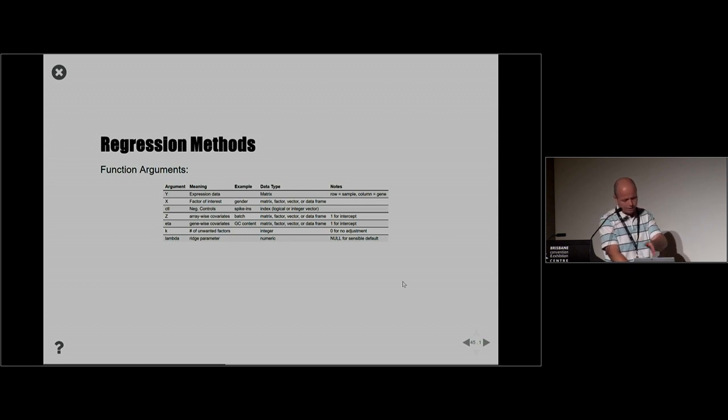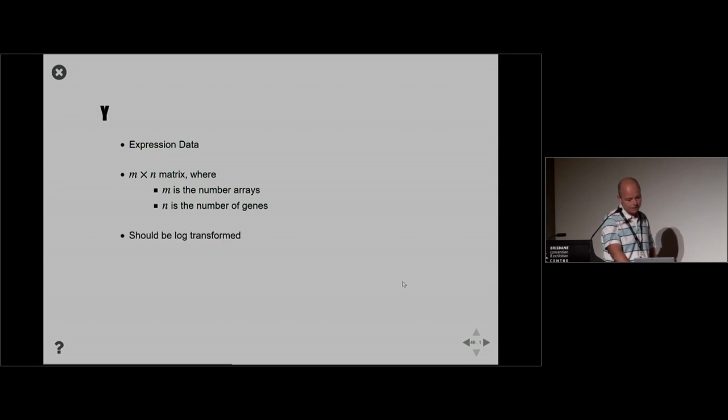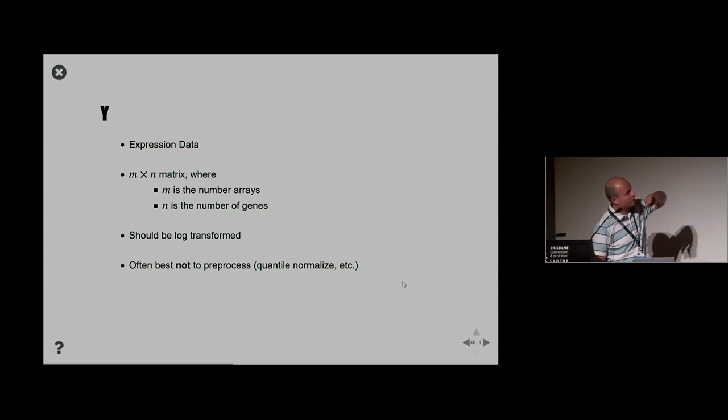Here is a summary of the different arguments. I'm going to walk through them one by one, so I'll just skip that table. Y again, that's the expression data. It's an M by N matrix where M is the number of arrays, N is the number of genes. Typically, at least with gene expression data, you'll want to log transform the data. And now this might be a little bit counterintuitive, so I'll pause on it for a second. So typically with gene expression data, you will want to log transform it. But beyond that, it's best not to do any further preprocessing. In particular, it's best not to do any quantile normalization.